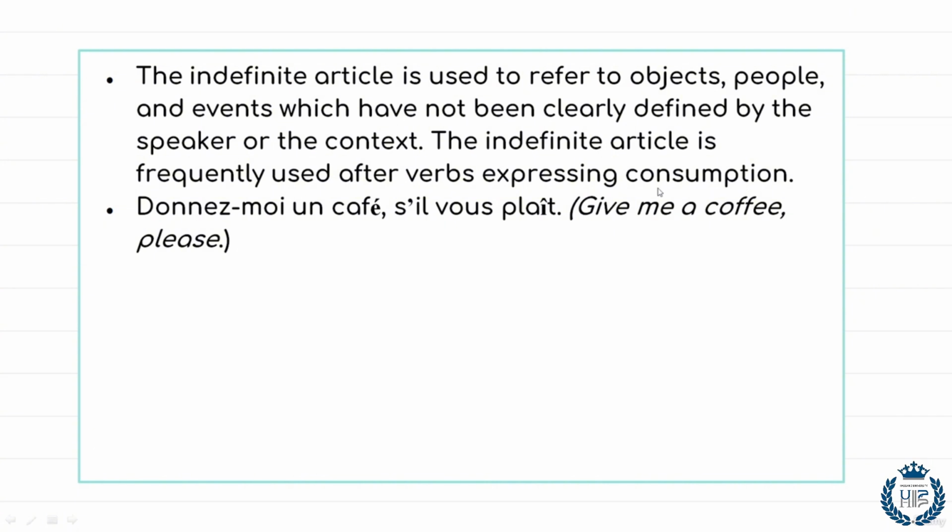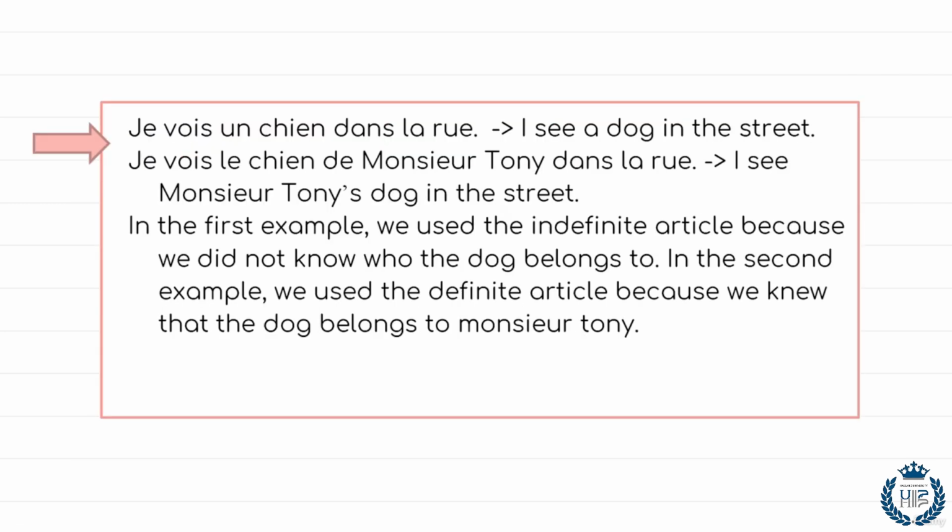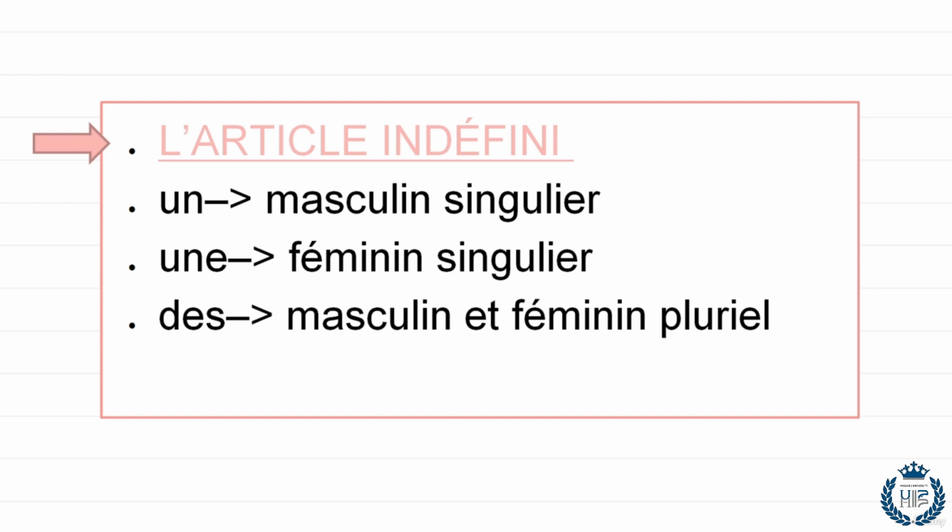Okay, one more example. The indefinite article is used to refer to objects, people, and events which have not been clearly defined by the speaker or the context. The indefinite article is frequently used after verbs expressing consumption. For example: Donnez-moi un café, s'il vous plaît. Give me a coffee, please. See, café is a masculine noun. That's why we use un, masculine singular, and we're expressing a consumption, right? That's when we use the indefinite article.